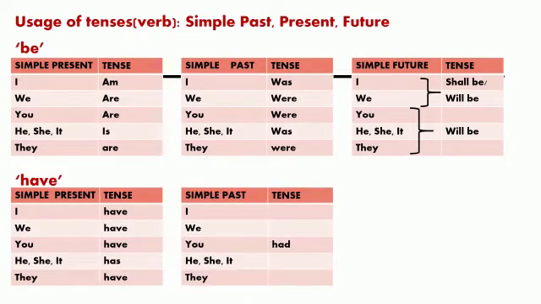Simple past tense. For all the main words I, we, you, he, she, it, they, there is only one verb, that is had. I had, we had, you had, he, she, it had, they had. They had an ice cream, I had an ice cream. So it's very simple for simple past tense. It only has the verb had. So this is a supporting verb.